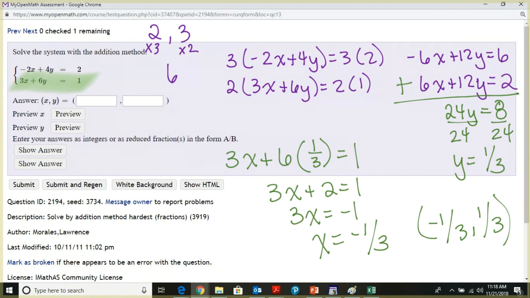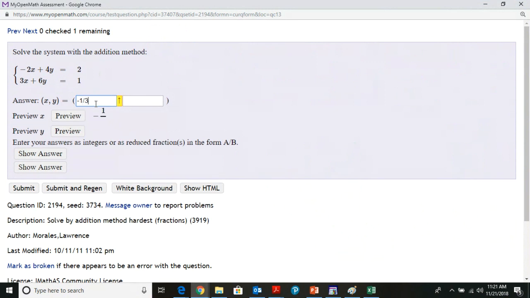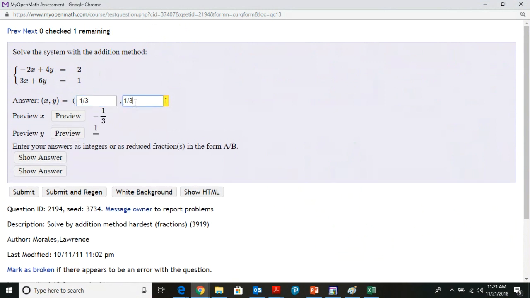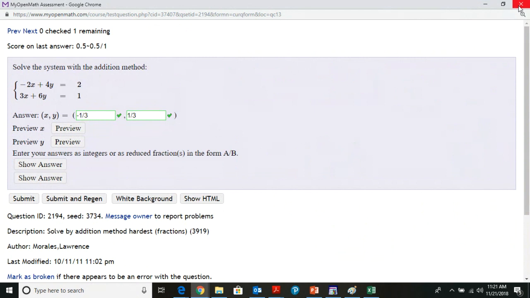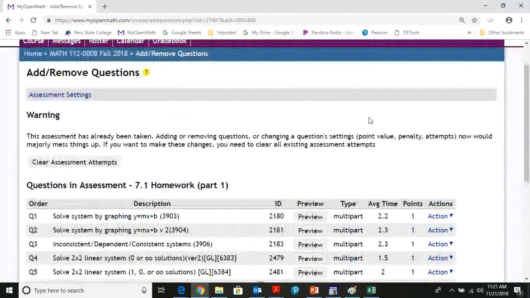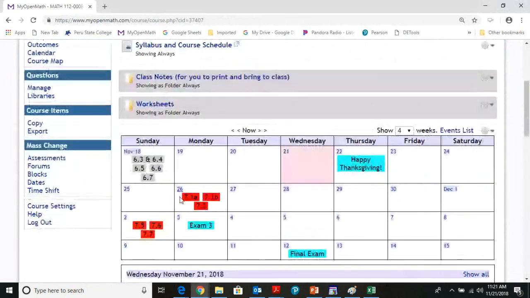So beautiful. So that really wasn't that bad with the fractions, but so let's go ahead and put that in. So we're going to have, oh darn it, was that the right order? I think that was the right order. So our x was negative 1/3 and our y was positive 1/3. So it looks good. So that is your 7.1a homework. Now let's take a look at the 7.1b homework and see what that looks like.